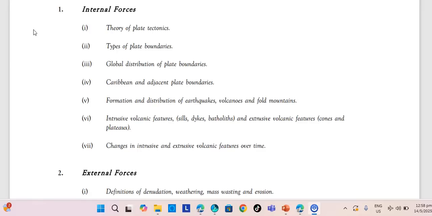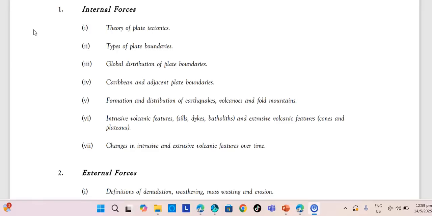Now, why is this important for us to know about the Caribbean and the adjacent plate boundaries? The edges where these plates meet are called plate boundaries, right? These are places, as we said before, where earthquakes, volcanoes, and mountains often happen. That is why the Caribbean sometimes experiences natural disasters such as earthquakes and volcanic eruptions, because the Caribbean is sitting at the edge of moving plates.